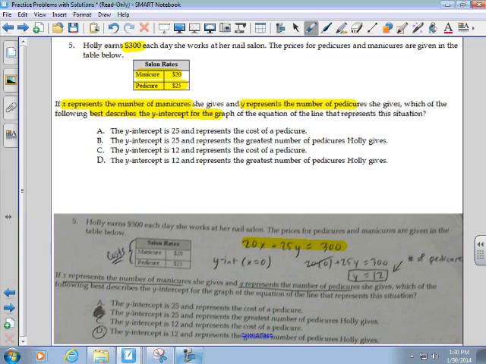Now it asks for the y-intercept, so you have to set x equal to 0. So when you plug in 0, the x term drops out, and you're left with 25y equals 300. If you divide both sides by 25, that gets you y equals 12. Now keep in mind, this 12 isn't the cost of each pedicure. It is the number of pedicures. So don't pick C by mistake. It's D.